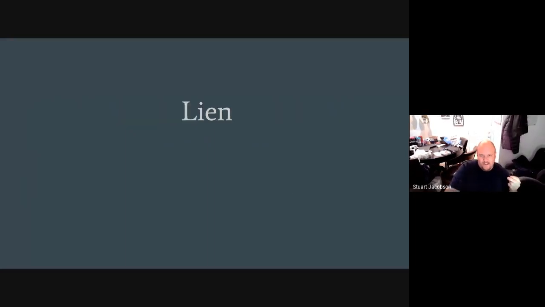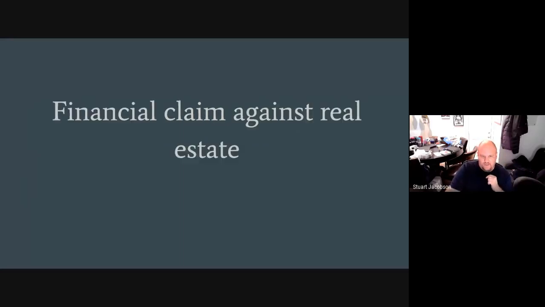Lien. A lien is a financial encumbrance. It's a financial claim against the real estate. Liens have to be paid off in the order that they are recorded. We're talking about priority right now. The priority of the financial claims against the real estate follows the order in which they were recorded, not the order in which they occurred. Those could be two separate things, right?